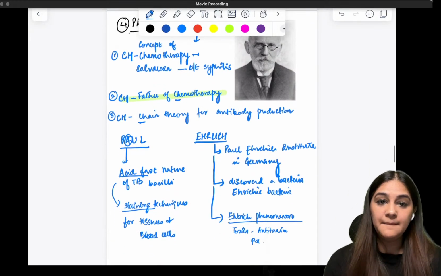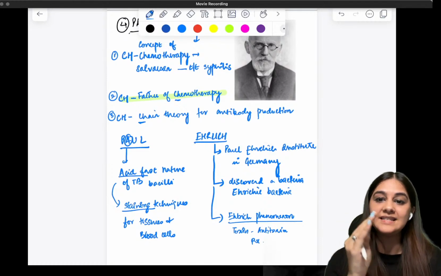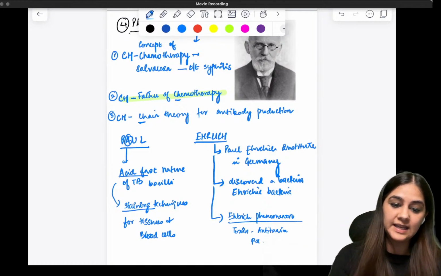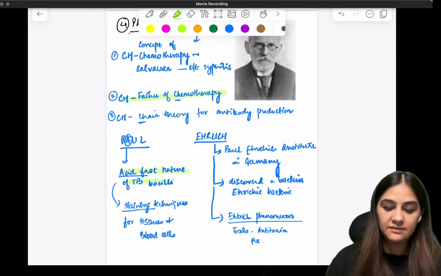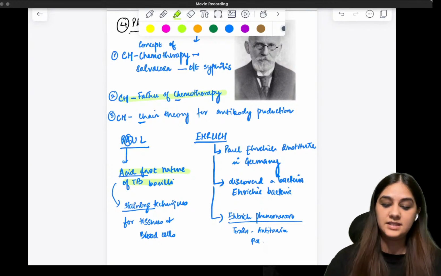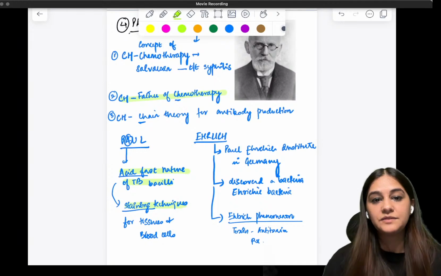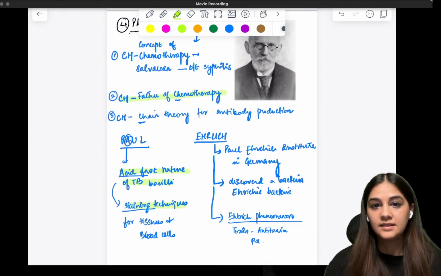Then the name Paul Ehrlich. From Paul, what came from A? The acid fast nature of the TB bacilli. And how do we check the acid fastness? We check it by certain staining techniques. So he gave us the concept of staining techniques for tissues and blood cells, right?